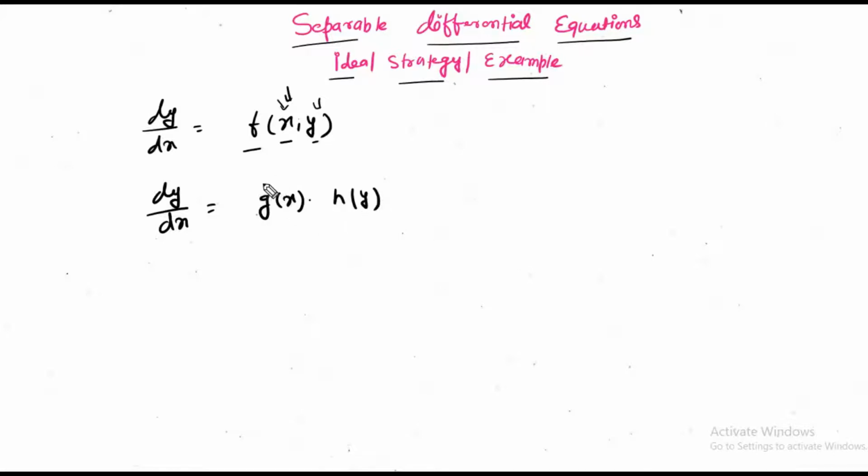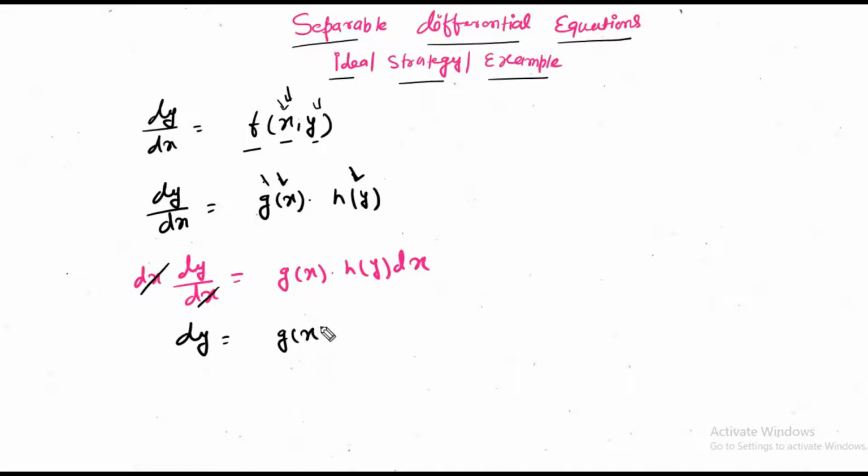Here the function g of x depends upon the x variable and the function h depends upon the y variable. Now for the solution of the first order differential equation, we need to separate the function of x on one side and the function of y on the other side. So multiplying by dx on both sides, g of x into h of y into dx. Here the dx and dx cancel out, so finally dy is equal to g of x and h of y into dx.